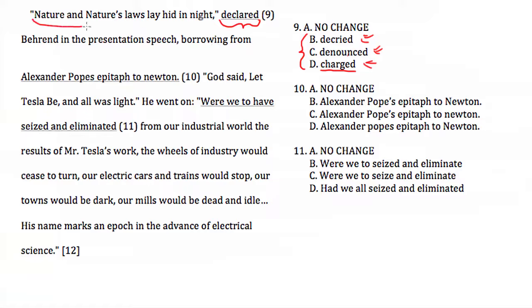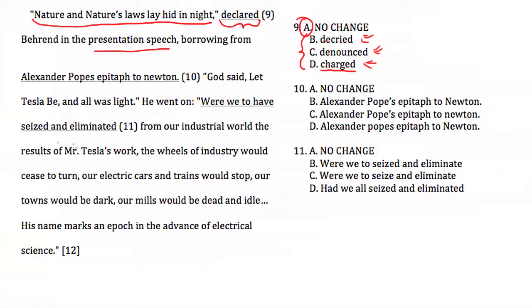This here, though, in the presentation speech, is for the award that the Birdman or Nikola Tesla is about to win. So if they're going to give him an award, I don't think they're going to condemn him. Since B, C, and D all have a negative connotation, and this is an award presentation, the only one that makes sense is to leave declared there, because declared has no negative connotation. So for question 9, choose A.